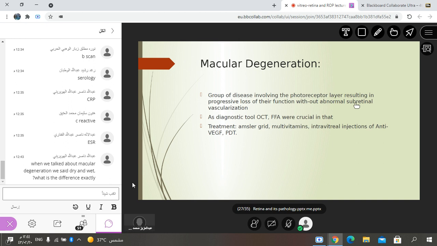If there is abnormal subretinal vascularization, this is wet. If there is no vascularization, what is called choroidal neovascular membrane, this is a differentiating point. If there is a CNVM, the choroidal neovascular membrane, this is wet AMD. If there is no choroidal neovascular membrane, this is dry AMD, and there are special differences between them on examination. Again, this is in general talk.